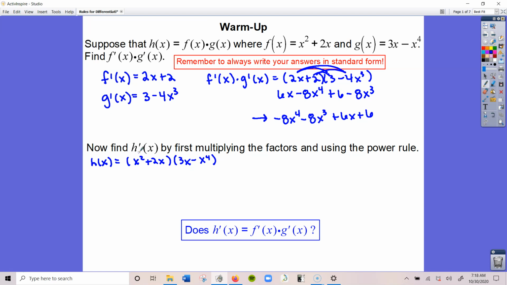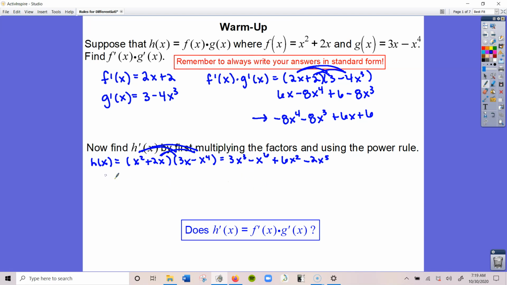We're going to distribute. So this is going to equal 3x to the third minus x to the sixth. And then when we distribute the 2x, we get plus 6x squared minus 2x to the fifth.